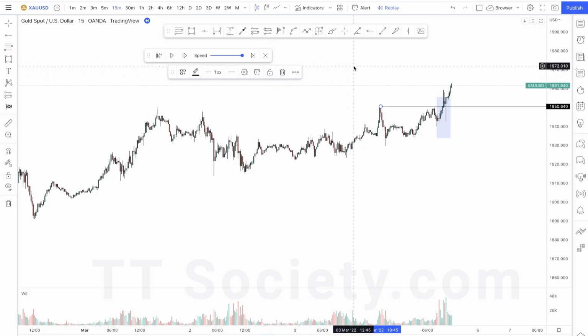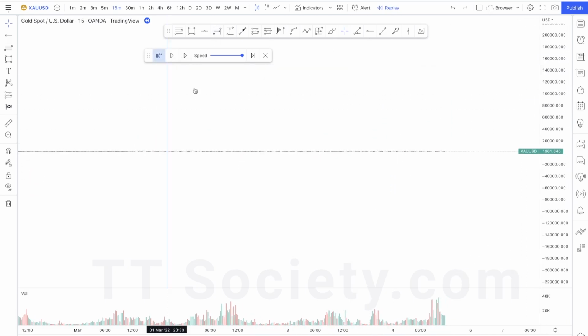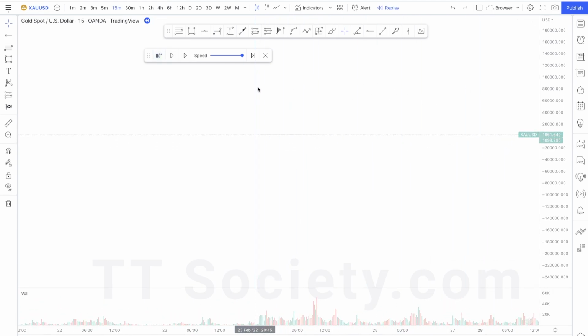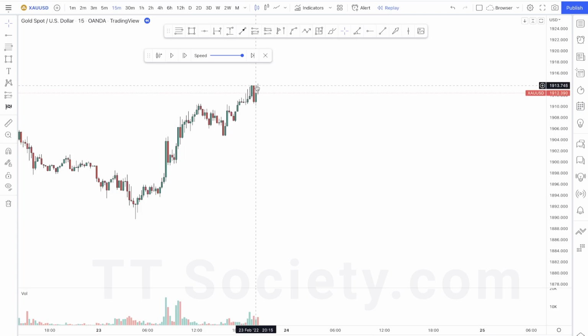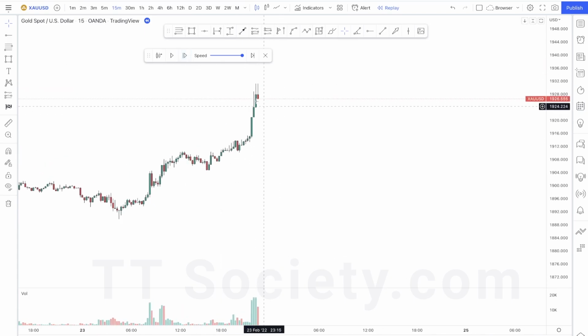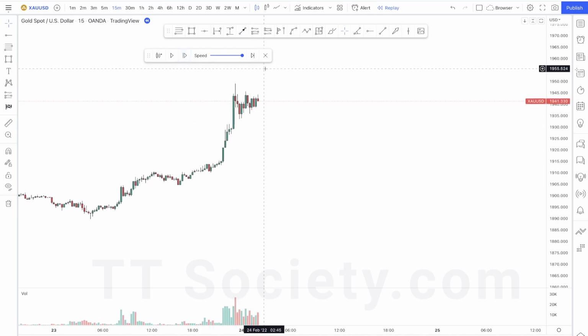Let's look at another example. Let's remove all the drawings, flatten out the chart. Let's go further back in time. Okay, here we go. We are currently on the 23rd of February. Okay, let's try and see what happens. Here we go. Let's see what we can find.